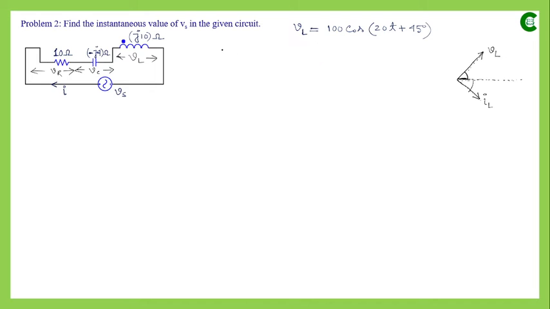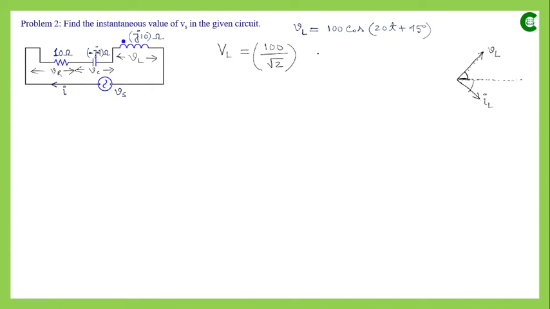Now if we want to get the RMS value of that same voltage drop across the inductor, we can obtain it this way. In this format, this is the maximum or peak value of that voltage drop. We know that when we divide the maximum value by root 2, we get the RMS value. So in the case of VL, the RMS value will be 100 divided by root 2. This is only the value.